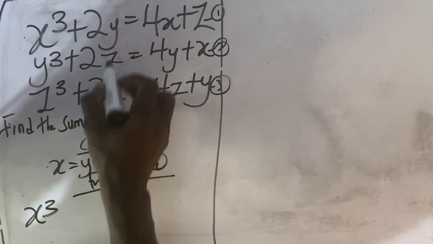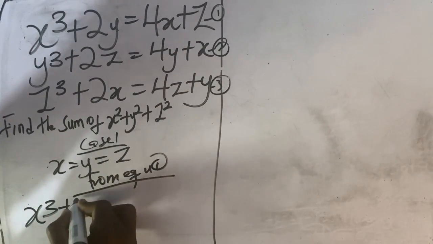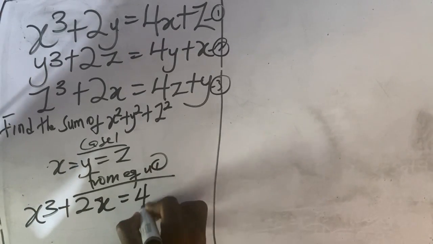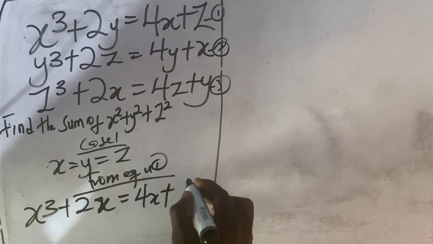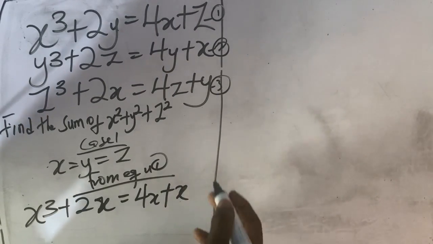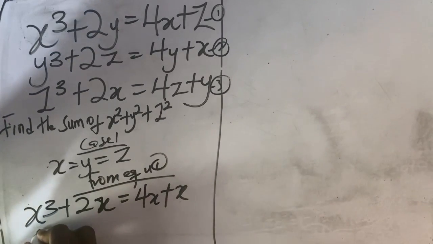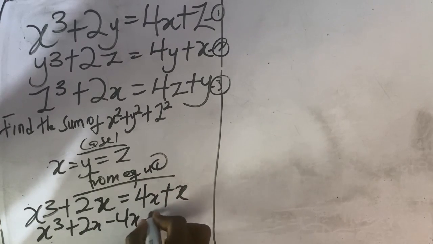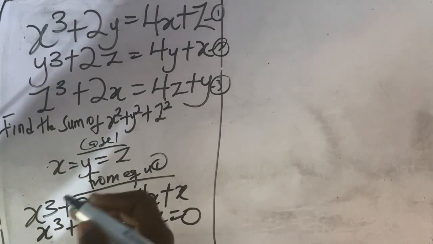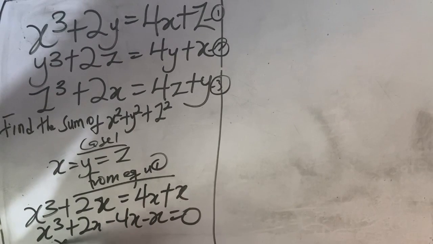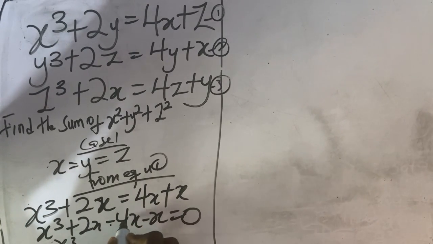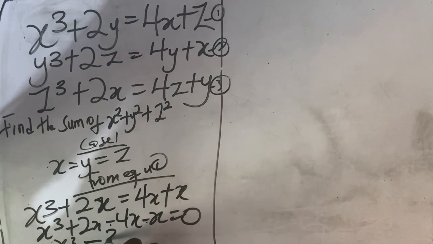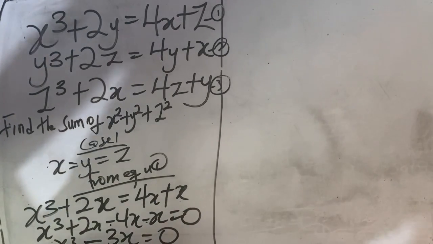and remember I said x is y and it's also z, so wherever I see y, I replace that with x, being equal to 4x here, and then that is also x, right? They are all the same, so let me bring them to this side. x cubed plus 2x minus 4x and then minus x being equal to 0. So now when we solve this, we are going to get x cubed, 2x minus 4x is going to give us negative 2x, minus x is going to give us negative 3x, equal to 0 in this case, right?